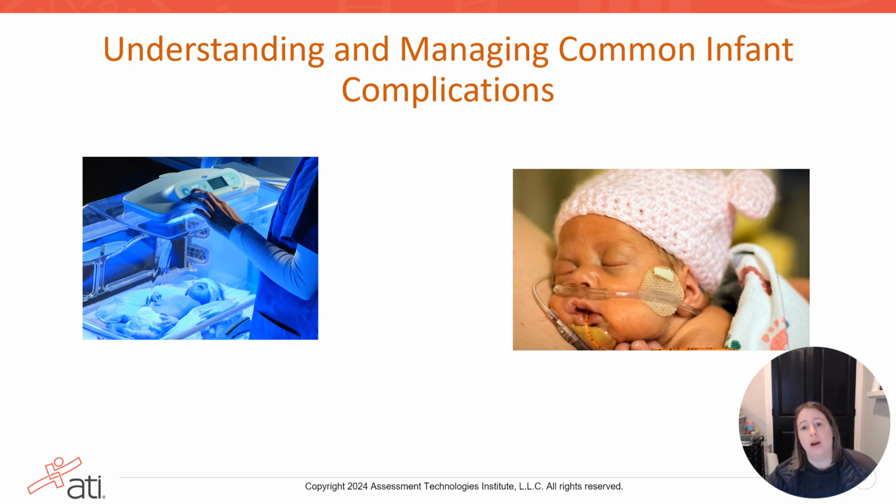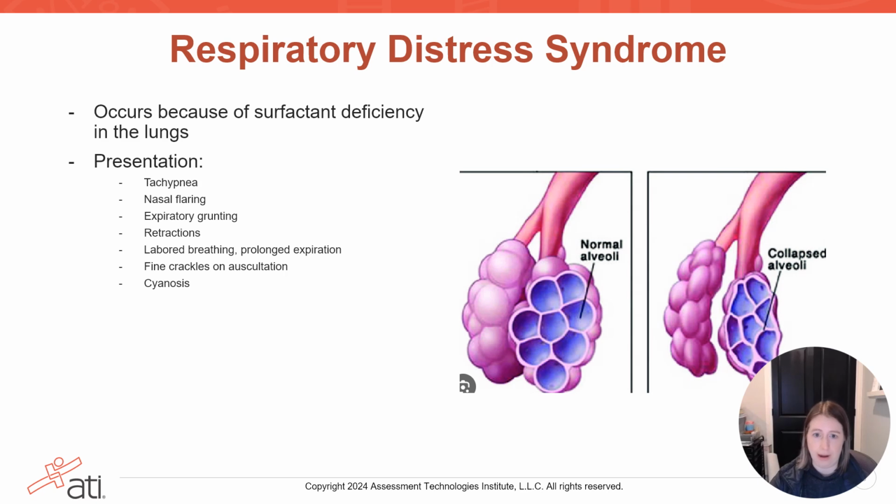So we're going to move right on to common infant complications, focusing on respiratory distress syndrome and hyperbilirubinemia. We're going to explore their causes, their clinical presentations, and the essential nursing care. So respiratory distress syndrome builds on what we already know about respiratory conditions in children.